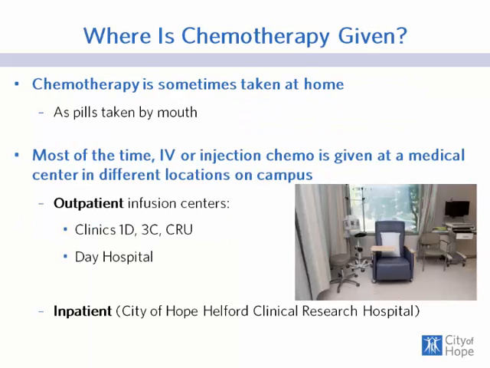Where is chemotherapy given? If you are getting chemotherapy pills, you will be given instructions on how to safely take them at home. If you are getting chemotherapy as an injection, you will get your treatment in one of our outpatient infusion units. Generally, our hematology patients will be treated in Browerman 1D, medical oncology patients in Browerman 3C, patients on clinical trials in CRU, and our transplant patients go to the day hospital.